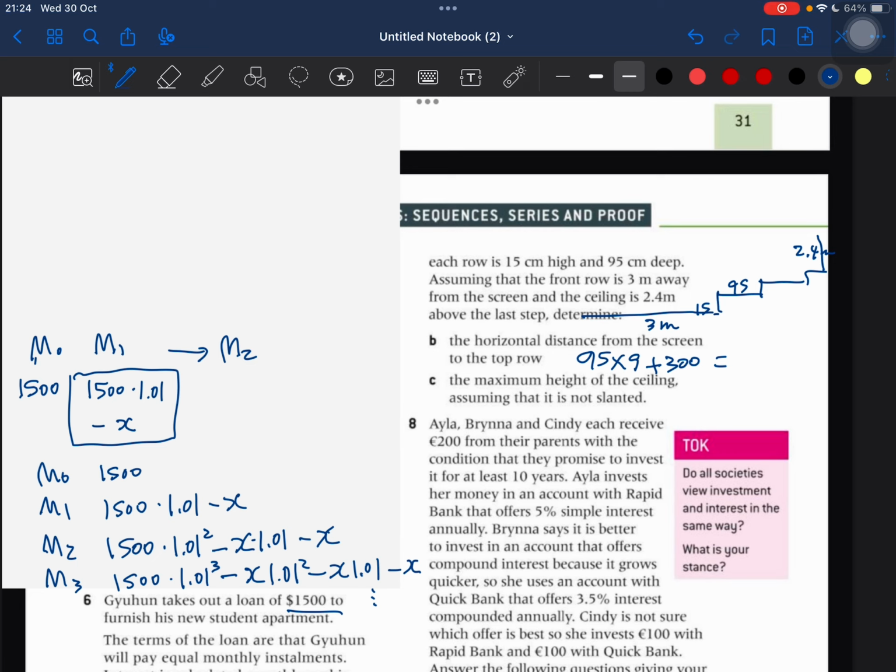So this is not about the sequence. So 1,155 centimeters, which is 11.55 meters. Maximum height of the ceiling, assuming it's not slanted. This again is 15 times 9 plus 2.4 meters. So 15 times 9 is 135, plus 240, so 375 centimeters, which is 3.75 meters.